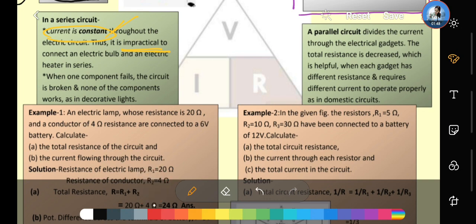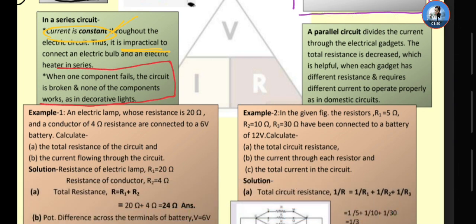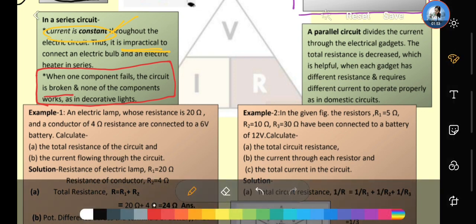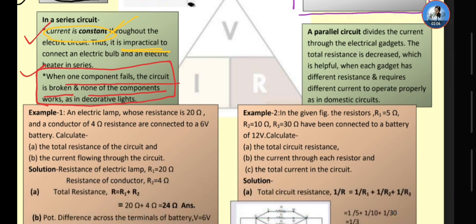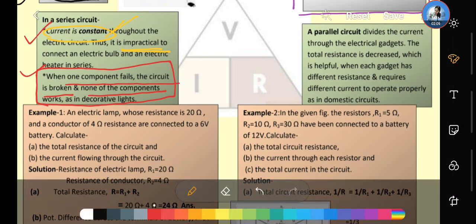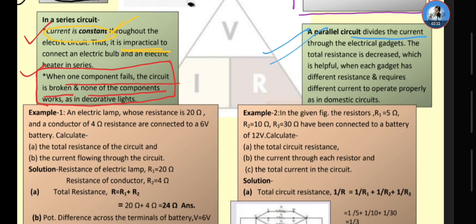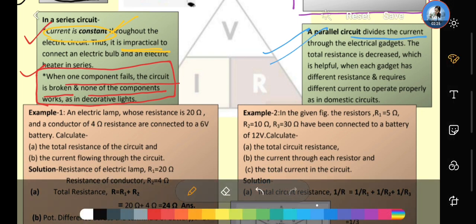Second disadvantage of series circuit is when one component fails, the circuit is broken and none of the components work. It means when one bulb gets fused, then all appliances at your home can't work because the circuit got broken. So series circuit is impractical in domestic circuits due to these two disadvantages. If we talk about the parallel circuit, student, in the parallel circuit it divides the current. It means it supplies different amounts of current to the different appliances. So it is very practicable in our domestic circuit.